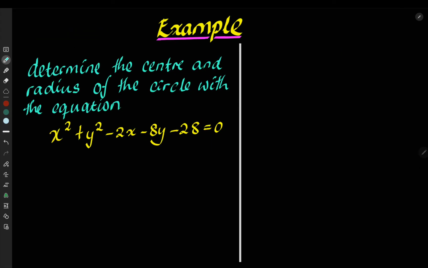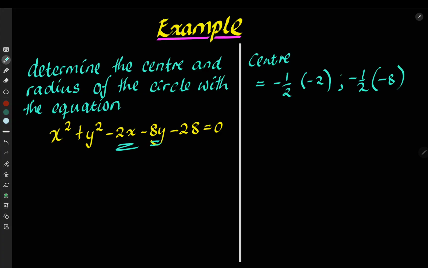Now in this question, you are asked to determine the center and the radius of the circle with the equation x squared plus y squared minus 2x minus 8y minus 28 equals 0. So if you remember very well, we said that the coordinates of the center will be equal to negative half multiplied by the coefficient of x, and in this case the coefficient of x is negative 2, and also negative half multiplied by the coefficient of y, and in this case the coefficient of y is negative 8.